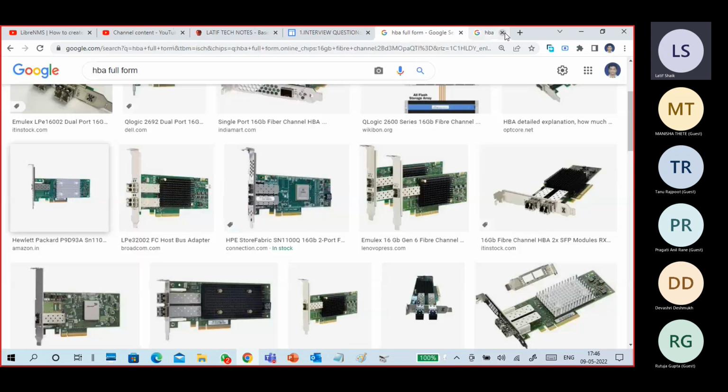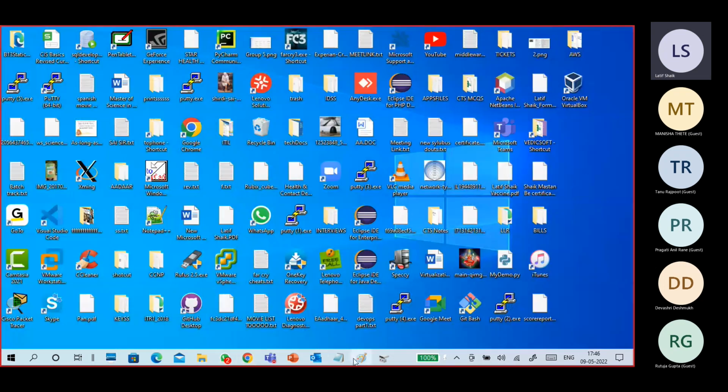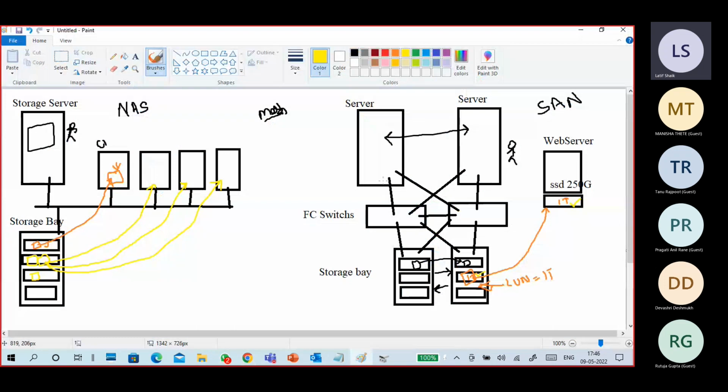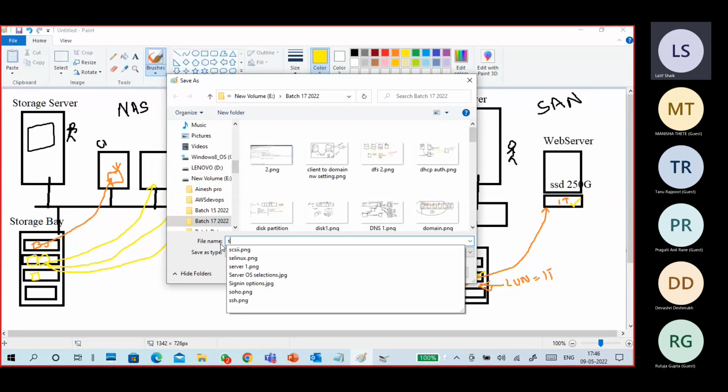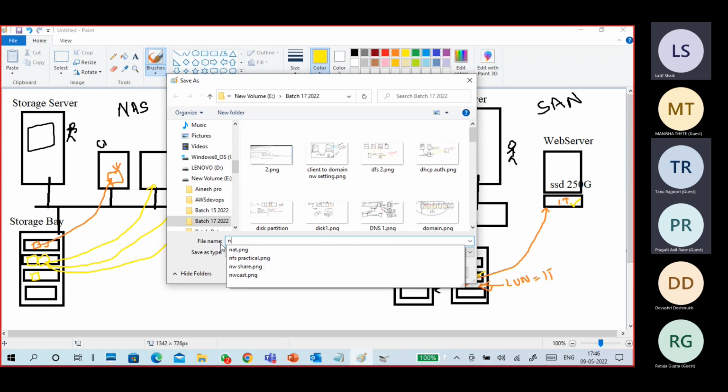So what, sir, is it? This is HBA. Understand, guys? Your server and all these are connected with an HBA only. Some are built in, some you have to buy. Guys, do you understand NAS and SAN? Yes, sir, understand.